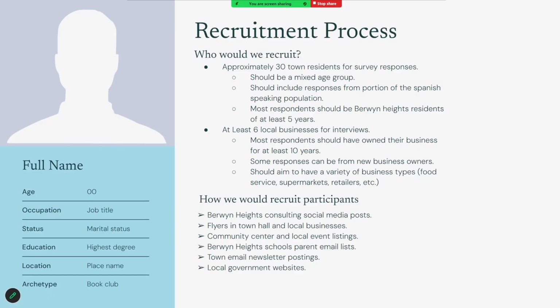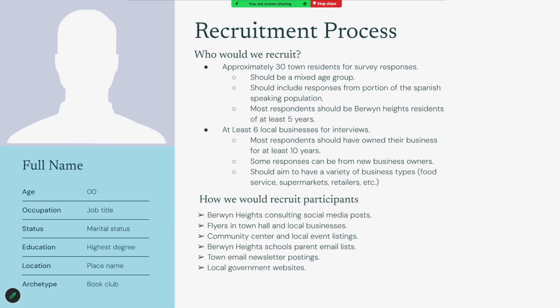At least 6 local businesses should be interviewed. Most respondents should have owned their businesses for at least 10 years. Some respondents can be new business owners. We should also aim to have a variety of business types, such as food service, supermarkets, or retailers.